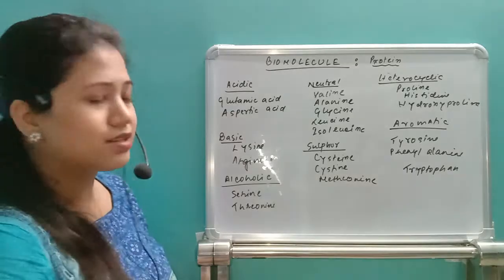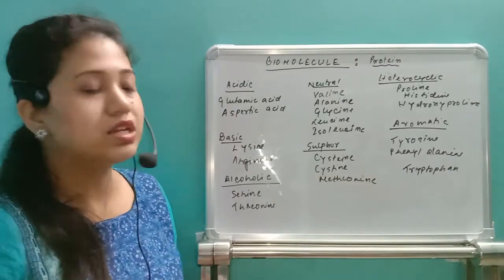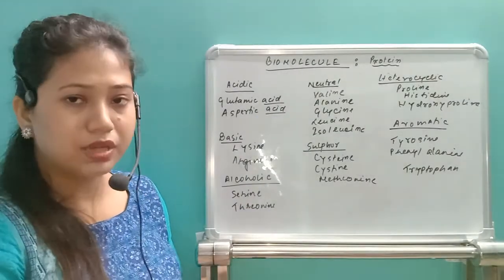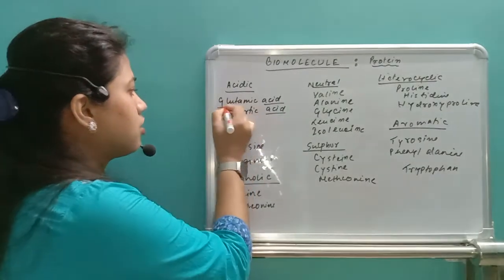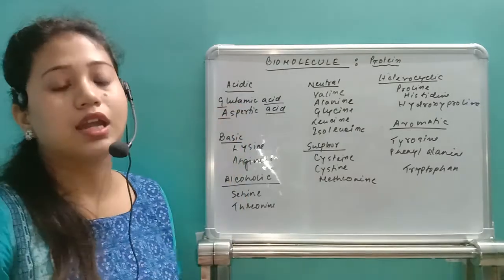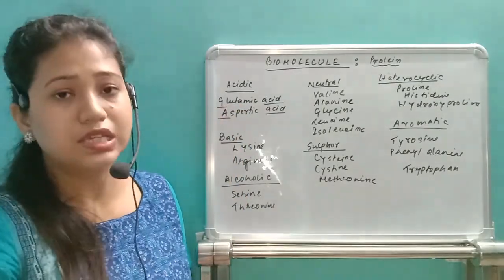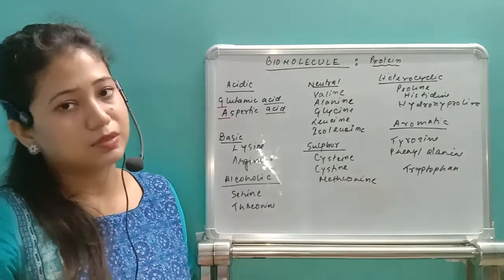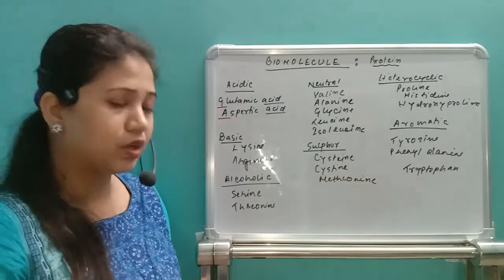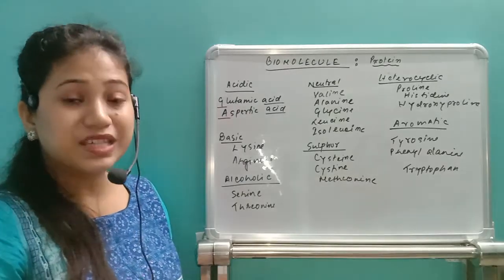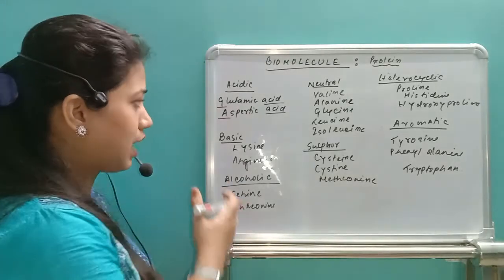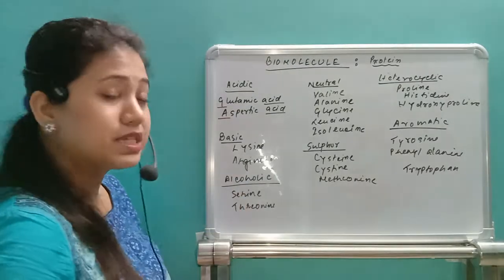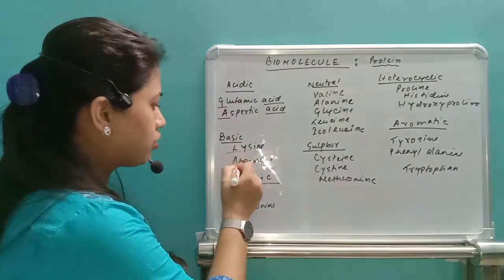So first of all, acidic amino acids, you can remember it very easily. You will have acid there. What are they? One is glutamic acid, another is aspartic acid. So these are the acidic amino acids. You can remember it easily, glutamate and aspartate. This glutamic acid and aspartic acid are produced in our urea cycle.